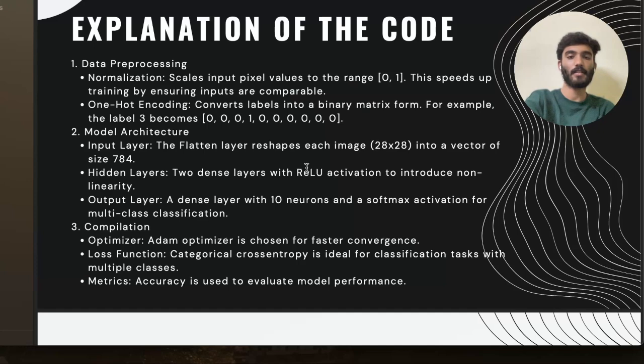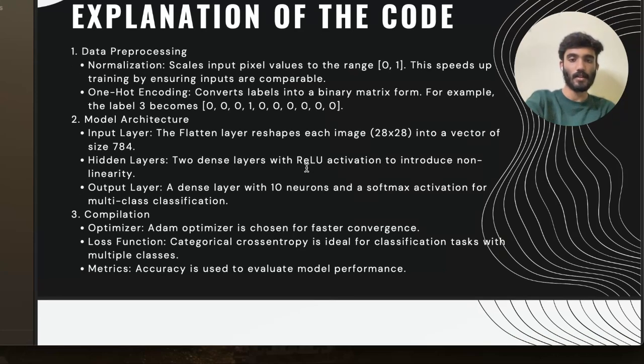Our neural network has three layers: one input, two hidden layers with ReLU activation, and one output layer with softmax activation. Next, we have compilation. We use the Adam optimizer for efficiency and categorical cross entropy loss, because this is a multi-class classification task.